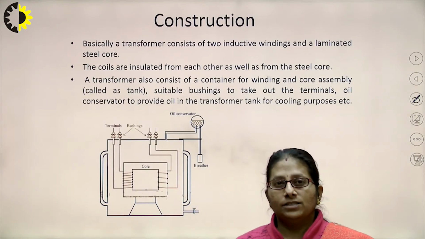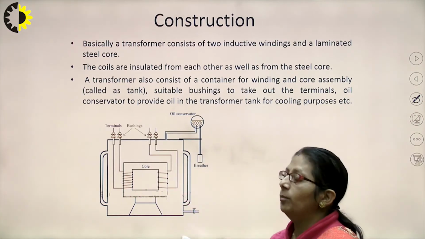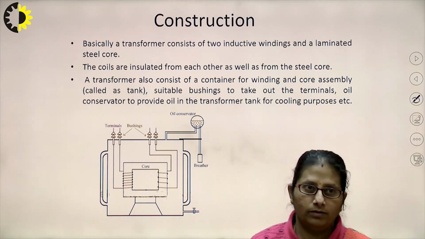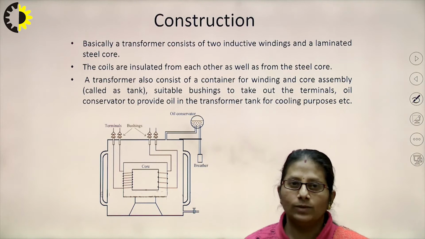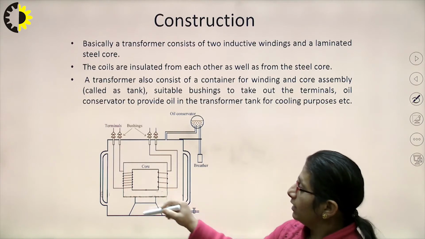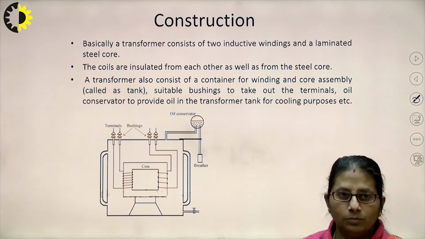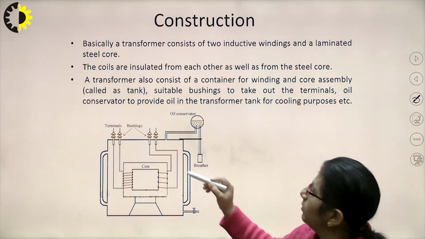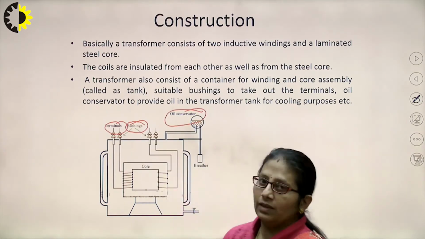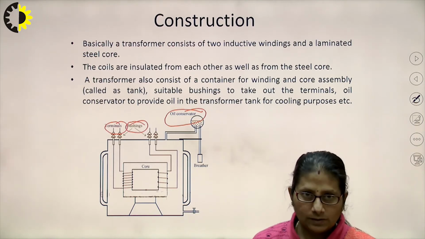Now, what is the basic construction of a transformer? You can see in the figure that the transformer consists of two inductive windings and a laminated steel core. The coils are insulated from each other as well as from the steel core. The transformer also consists of a container for the winding and core assembly, which is called the tank. Suitable bushings are provided to take out the terminals. These are the bushings, these are the terminals, and an oil conservator to provide the oil in the transformer tank for cooling purposes.